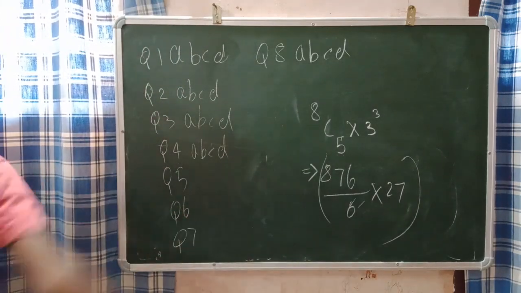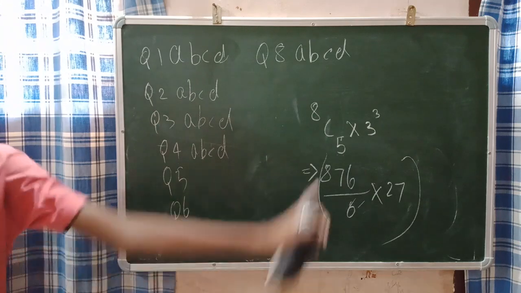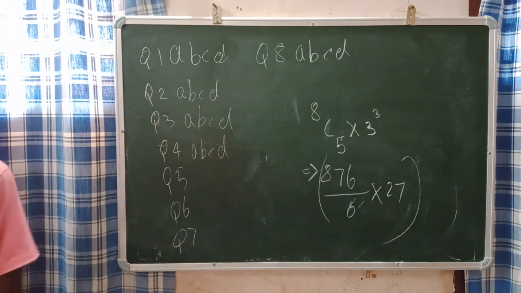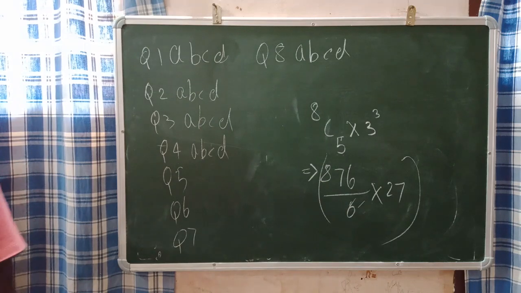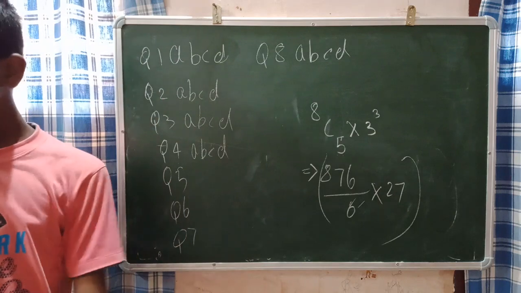Finally, you should just evaluate it. I don't know what the answer is. I think this is the answer: 835 into 3 cube. Okay, that's the answer, guys. That's all. You just evaluate this. So let us move on to the next question.